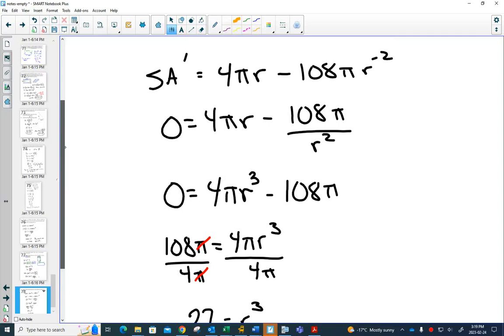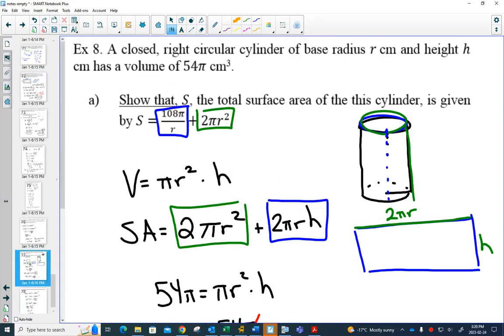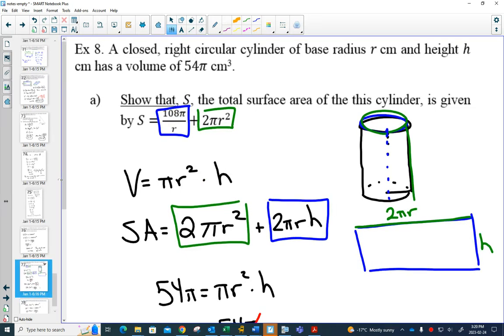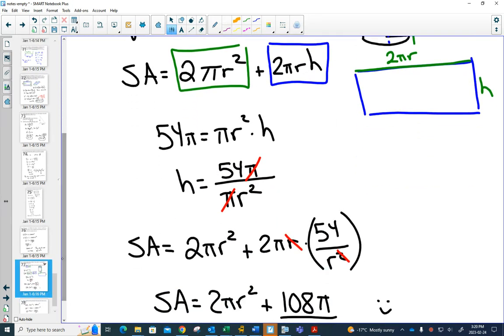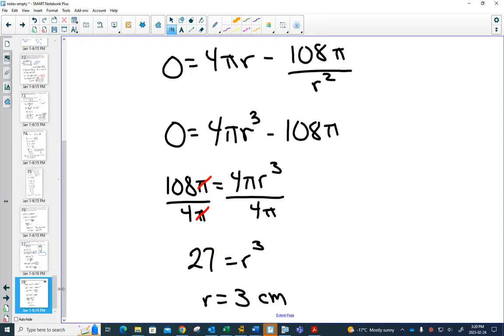And h, find the radius and the height. So now we had an equation where h was by itself. H is 54 over r squared. And since r is 3, 3 squared would be 9, and 54 divided by 9 would tell us h is 6. So according to this, the height should be double the radius.